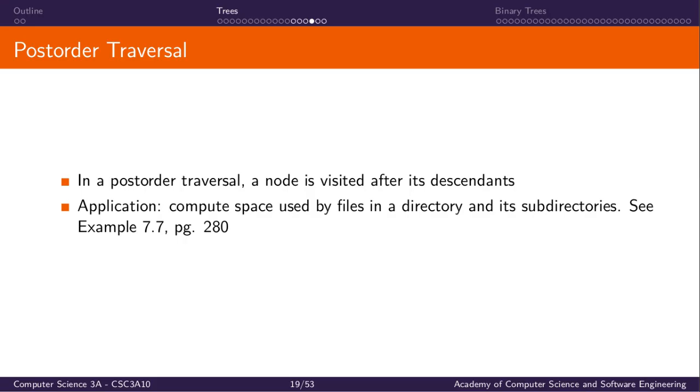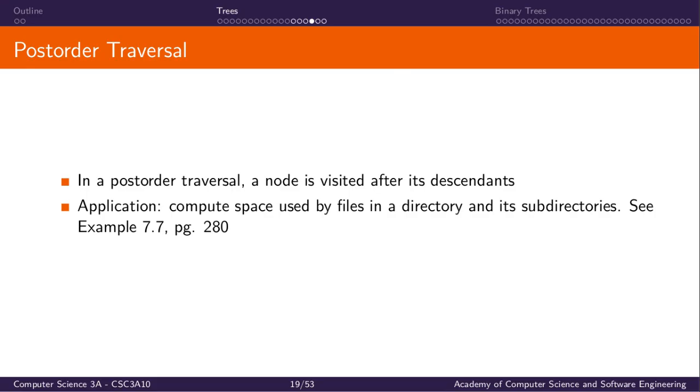Right. So in this next traversal, a post-order traversal, the node is visited after its descendants. An application can be computing space used by files in a directory and its subdirectories. So just think, to be able to tell what the size of everything stored within a particular directory is, you need to know what is the size of the files stored within those subdirectories. And to know that, you first need to know the size of the files stored within their subdirectories going down. So you can actually only calculate that size of the particular node once you know the size of all its children. All right, so that's an application.